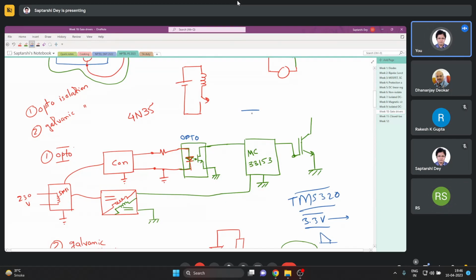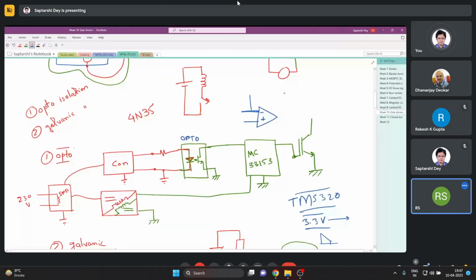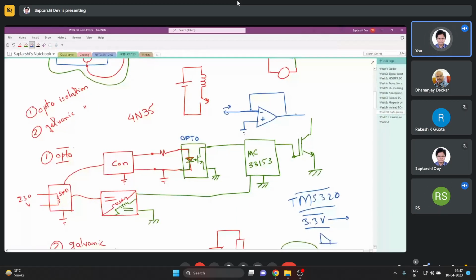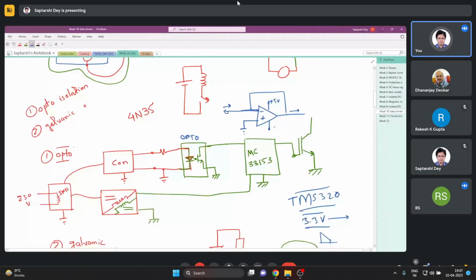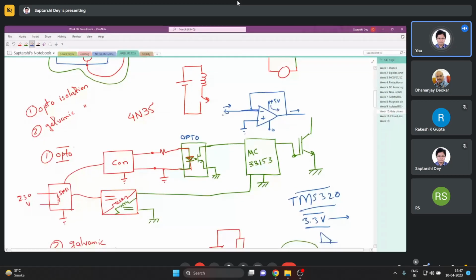For that, you need something which will source the current. If you have an op amp like this, whatever voltage is here, that much voltage is here. But the op amp has a power source, say 5 volt or 15 volt. The current coming out of the op amp is actually coming from this power source, not from here. So the microcontroller is not loaded.